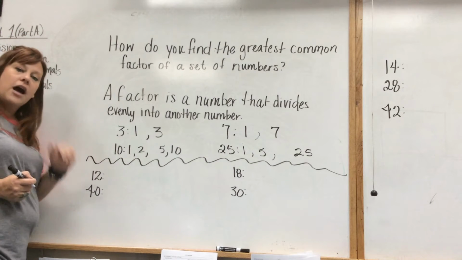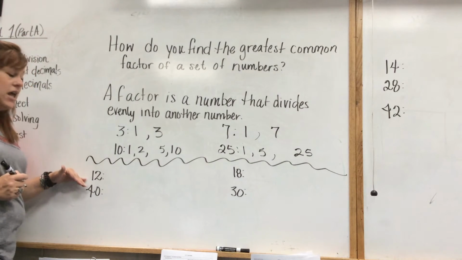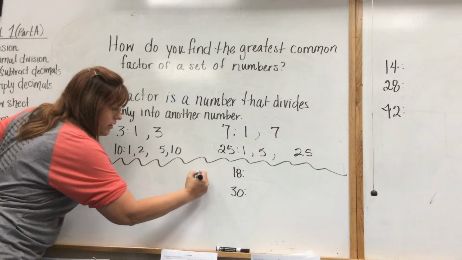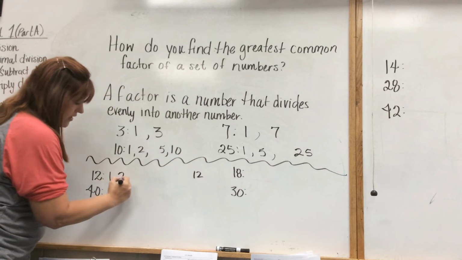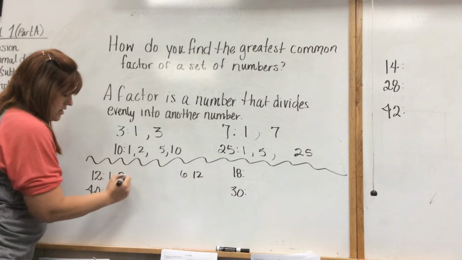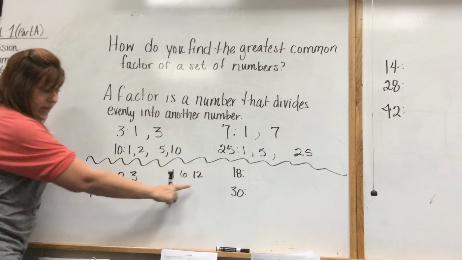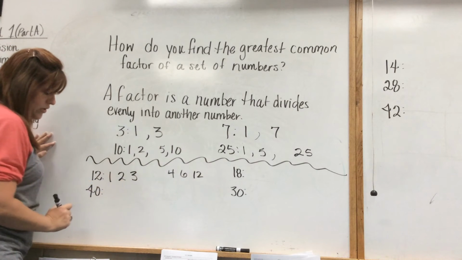Now, to find the greatest common factor, you have to list the factors of each number. So, 1 times 12, 2 goes in there, 2 times 6, 3 goes in there, 3 times 4. I have each pair and nothing in between, so I know I'm done.